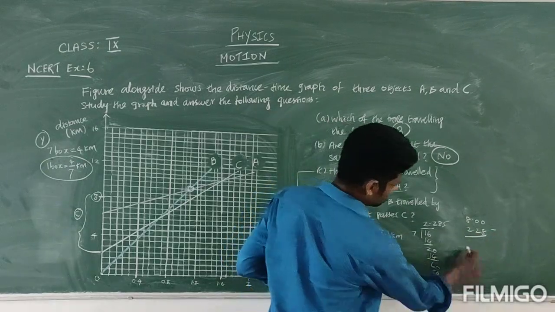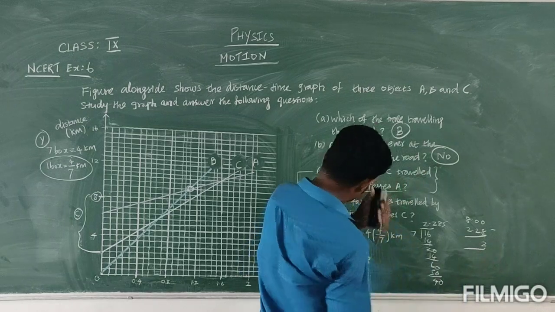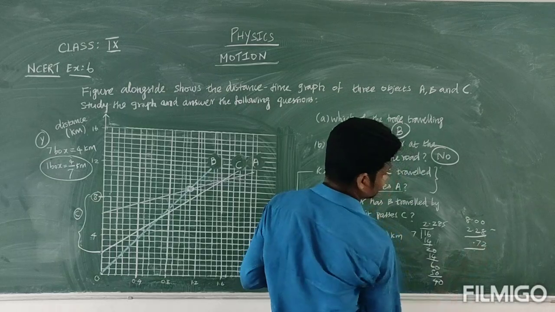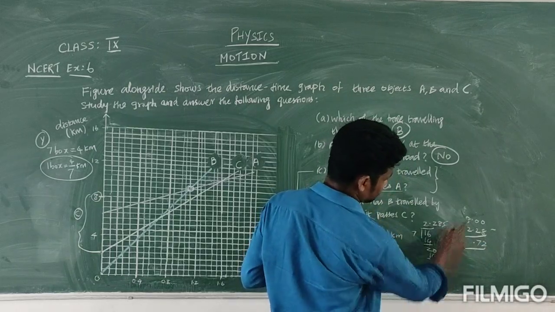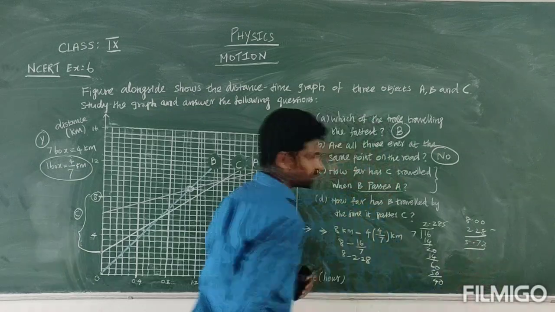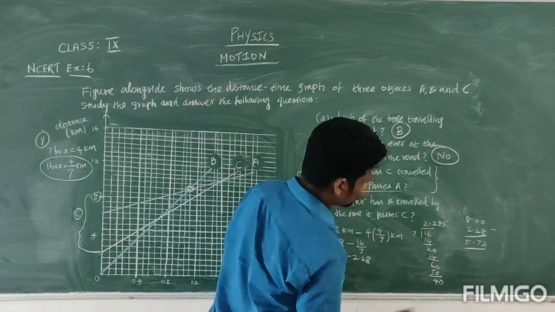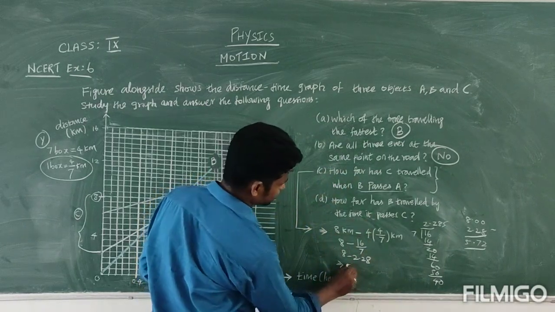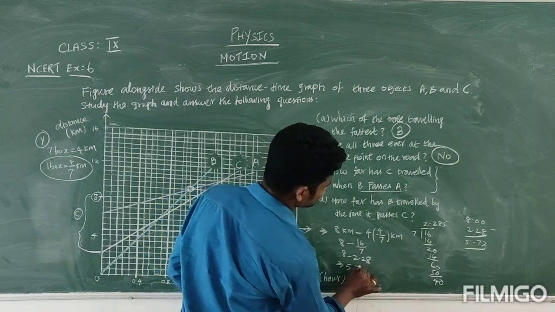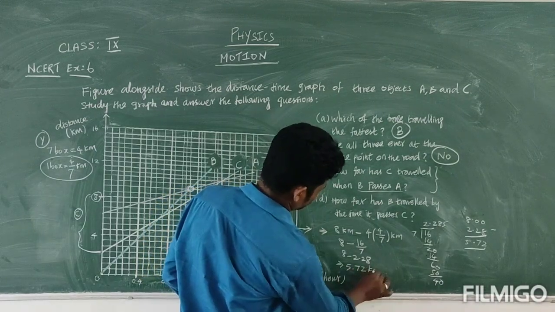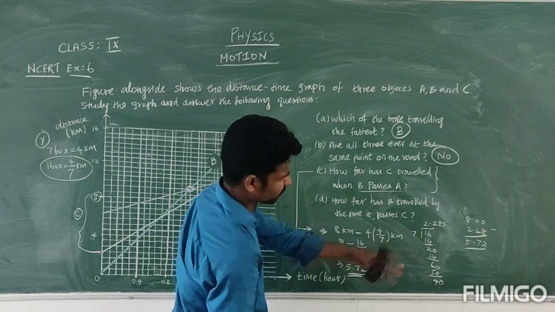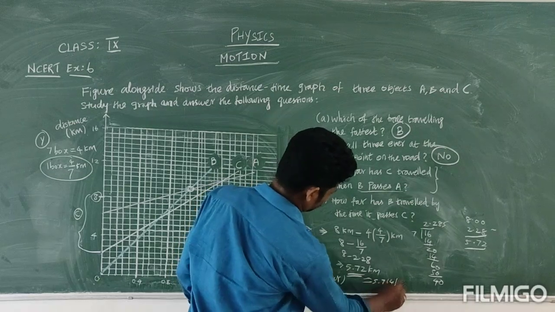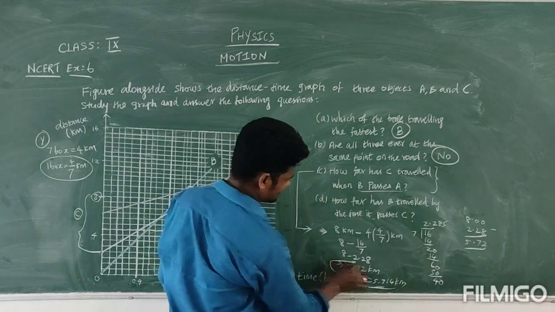So 8 minus 2.28, how much will come? It is approximately 5.72. So the answer here is 5.72 kilometers. If you calculate more accurately, you can get the book answer, which is 5.714 kilometers. So it is also right.